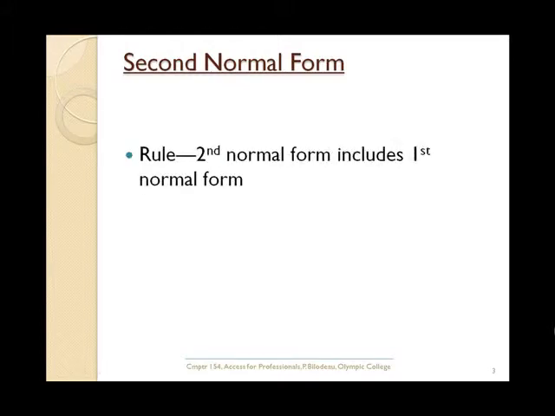Recall that the normalization process is iterative, which in this context means each normal form level includes the constructs of the level before it. To be in second normal form, a table must already be in first normal form.